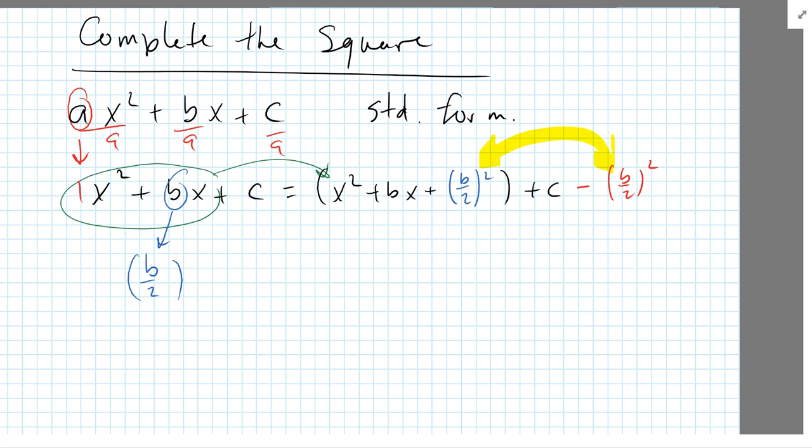The second thing you're going to do is, once you've done this, you don't have to factor that quadratic. You already have it factored. This whole thing is going to become x, and then it's going to be plus the b.